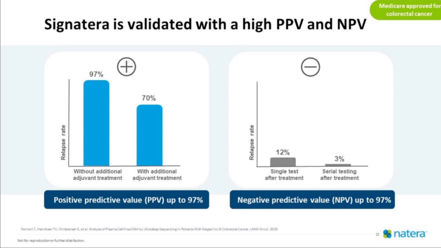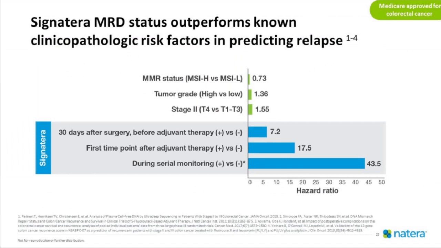However, if you're then able to follow them serially, which we're able to do with this platform, and to follow it longitudinally with quantifiable data, we have down to a 3% chance of relapse when you have negative testing that's done serially up to 2 to 3 years.